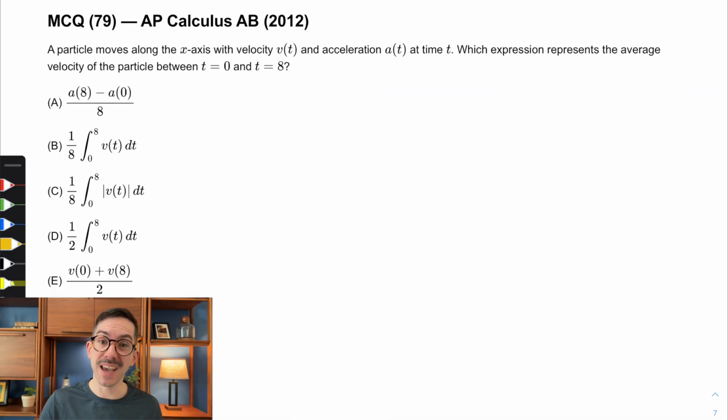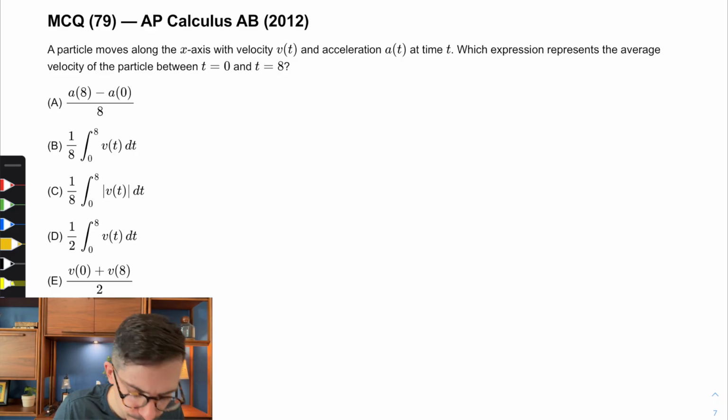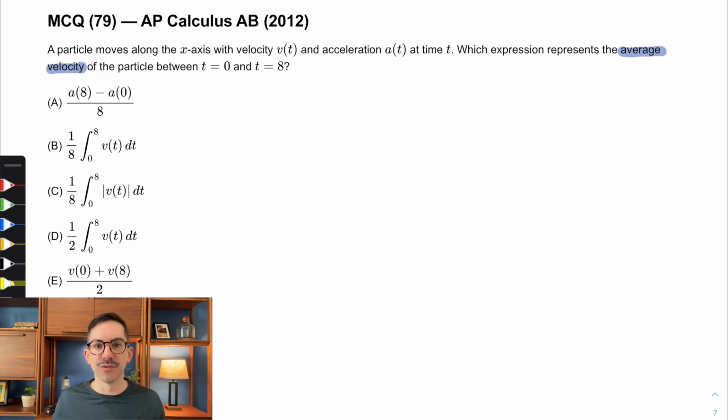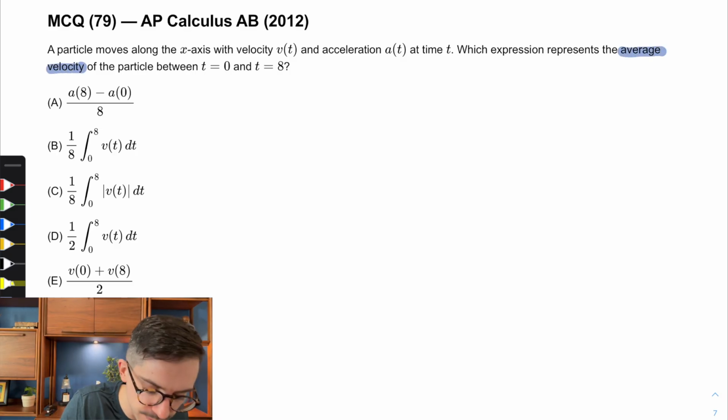So let's look at this final fourth multiple choice problem for today's video. It is asking us to figure out an expression that gives us the average velocity of this particle that's moving along the x-axis from t equals 0 up to 8. So average velocity, that's asking for the average value of the velocity function.